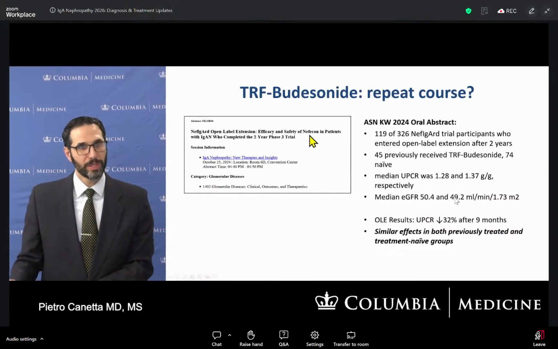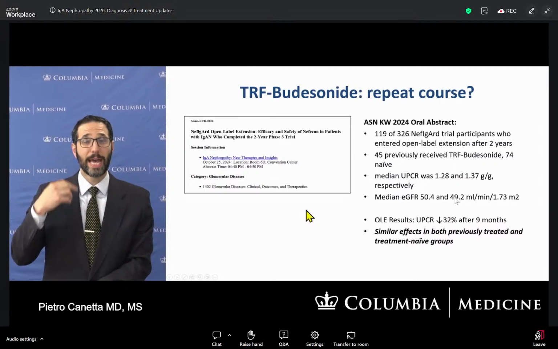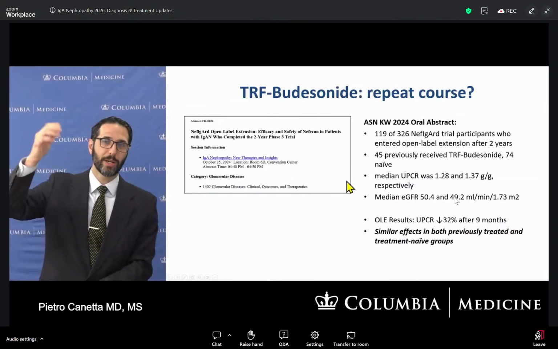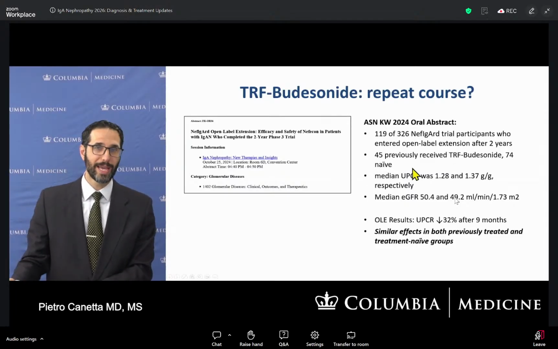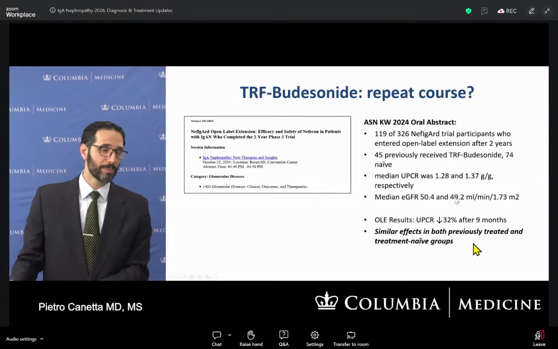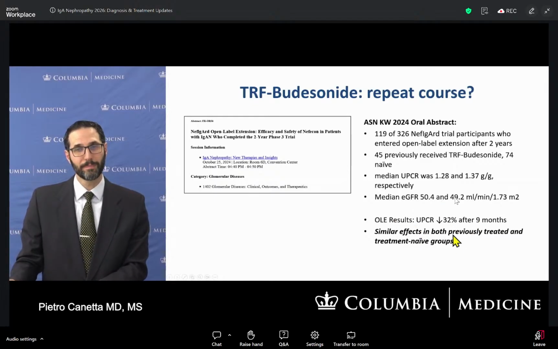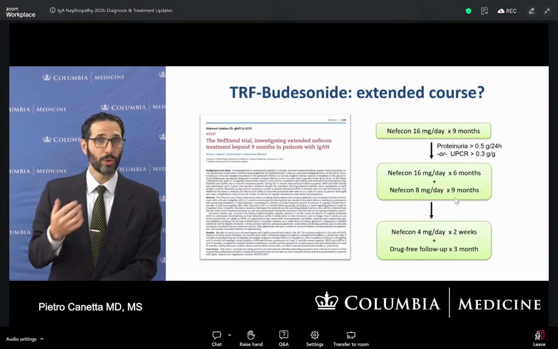Well, can you repeat the course? So this was an abstract, I don't believe it's been published in peer review yet, showing that in patients in the NefIgArd study who at 2 years had a high amount of proteinuria, they could be retreated, regardless of whether they had been treated the first time around with placebo or with Nefecon. They had similar improvements in proteinuria with retreatment. So that suggests that maybe after 2 years, it's okay to retreat them.